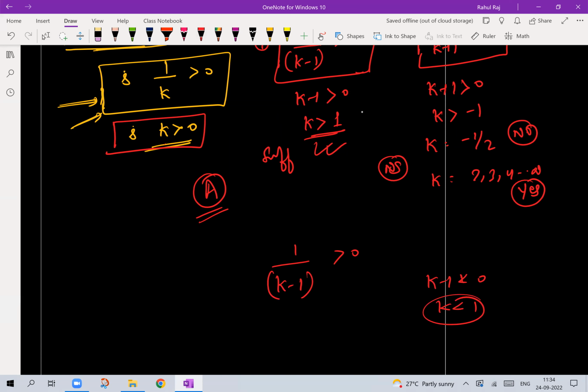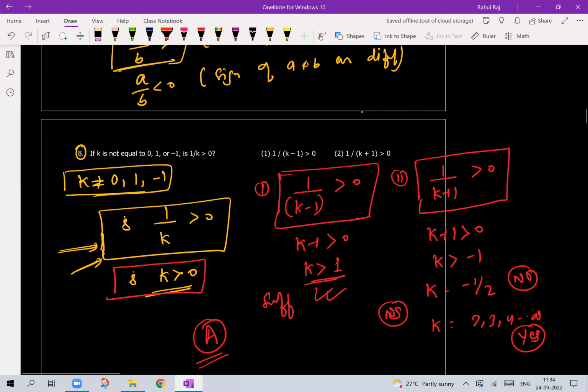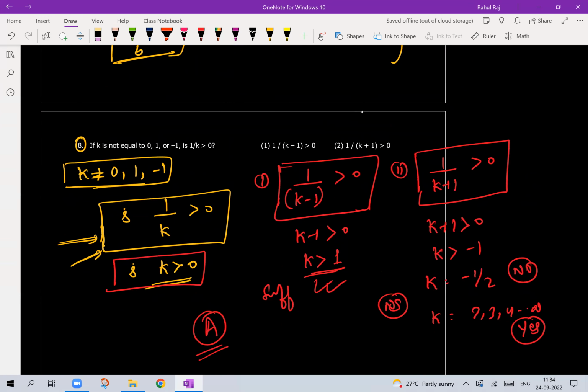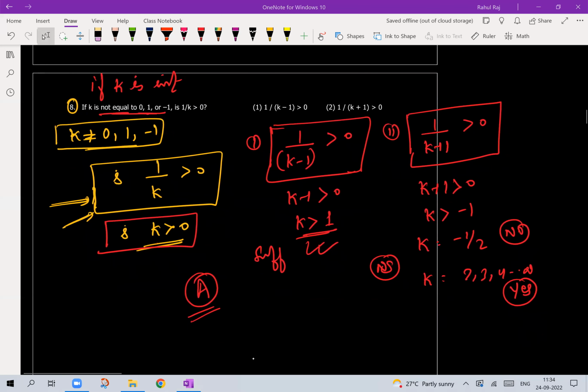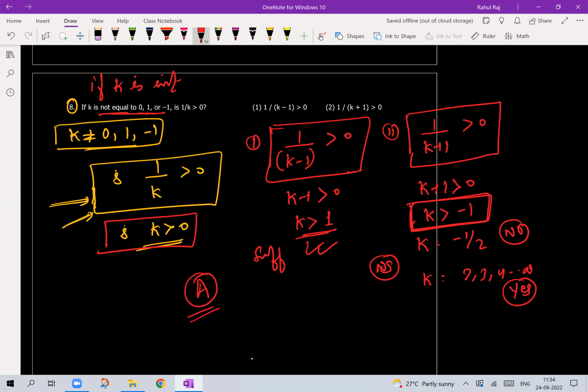Agreed. But imagine if there is a slight little change in the question. If the question says k is an integer, what should be the answer then? Think about it. If the question says k is an integer and k is not equal to 0, 1 and minus 1, is 1 over k greater than 0? And option number 2 says what? That k is greater than negative 1, right? And the question says that k is not equal to 0, 1 and minus 1.